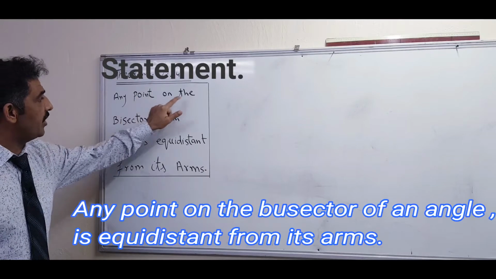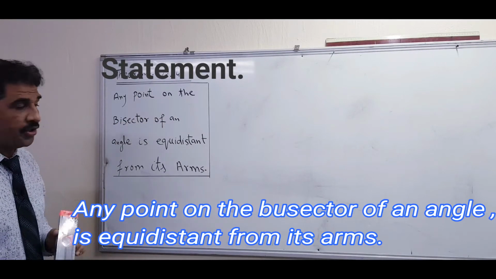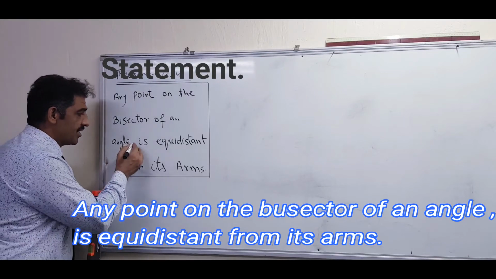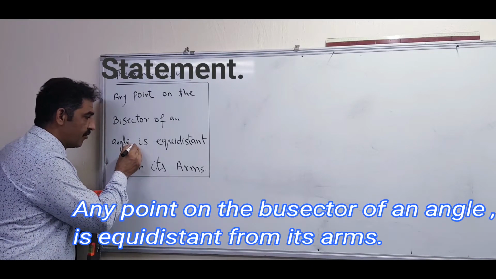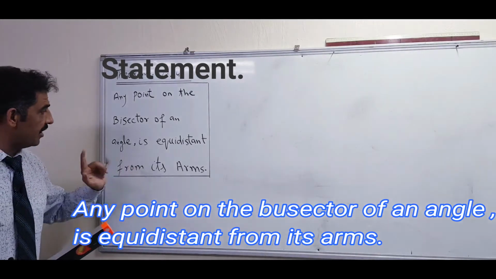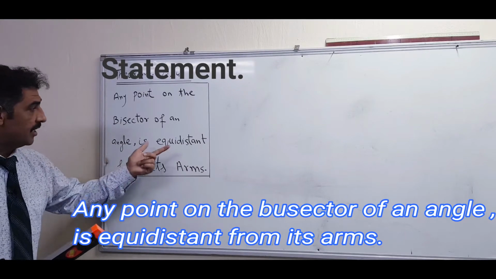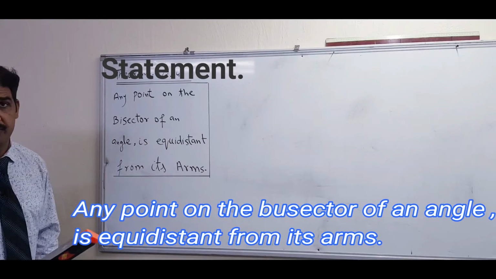Any point on the bisector of angle. As I told you before this is the statement, we will use that in the given. After that, is equidistant from its arms. This statement we have to prove.